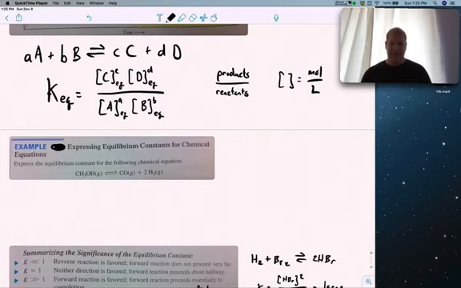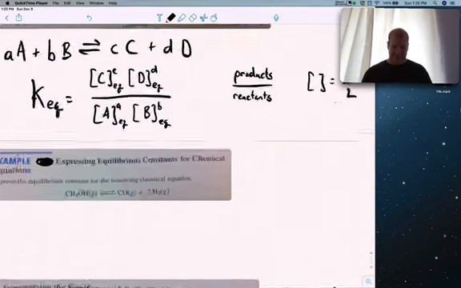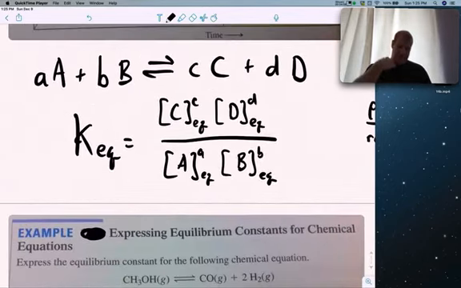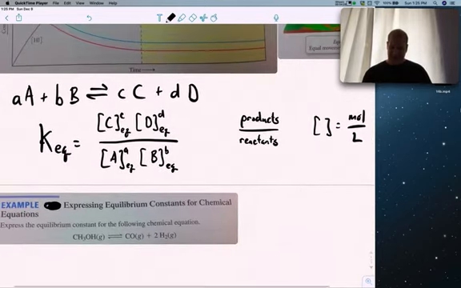Okay, so here is my most general chemical reaction. Little a of A, little b of B, in equilibrium with little c of C and little d of D. The equilibrium constant is the concentration of the products raised to their stoichiometric coefficients at equilibrium over the reactants at equilibrium raised to their stoichiometric coefficients as well. And again, the brackets mean concentration in moles per liter. And it's products over reactants. So this will become important later.